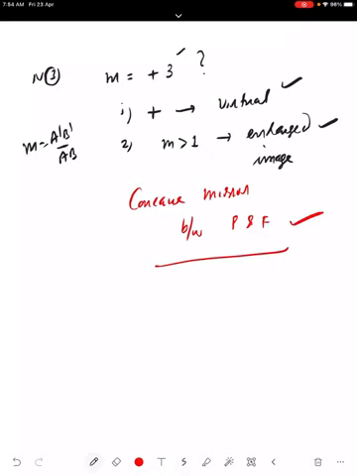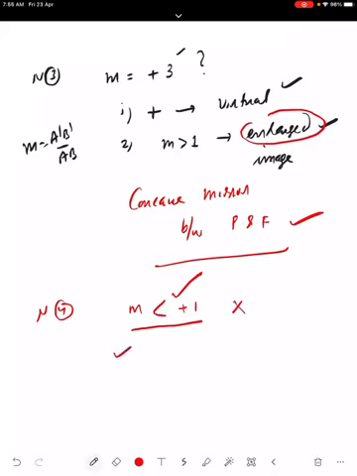You should know exactly the size and location of the image; then only you can do this kind of numerical. It appears in the board paper for 1 mark question. Next, numerical number 4: is it possible to get M less than plus 1 in the case of concave mirror? No. A concave mirror can produce a virtual image when the object is between P and F, but it will always be enlarged. So this cannot be possible for a concave mirror. But this is possible only for a convex mirror, because it always forms a virtual and diminished image.